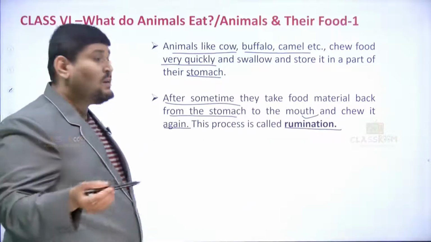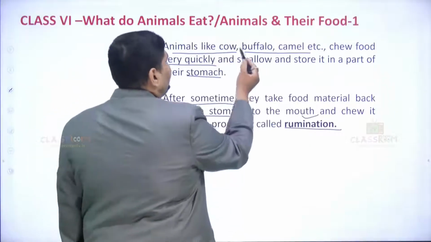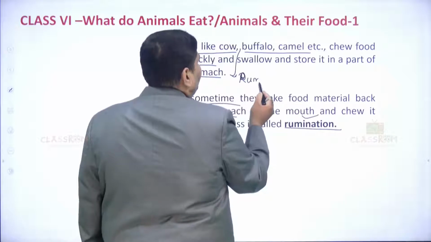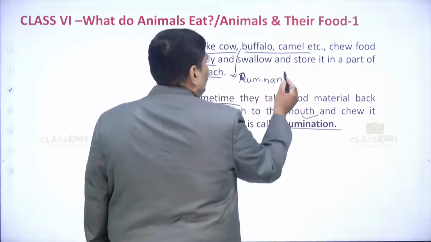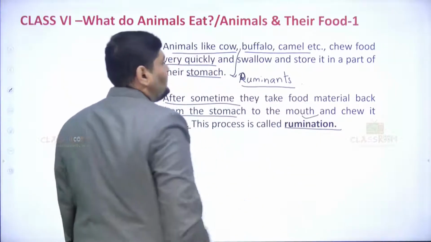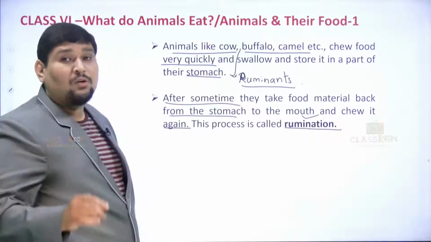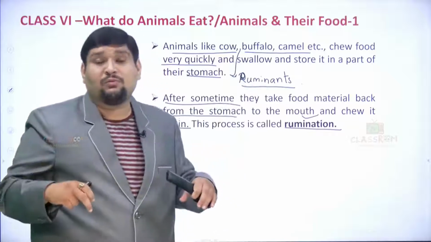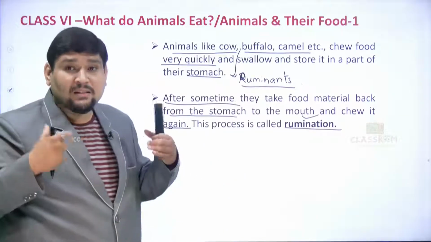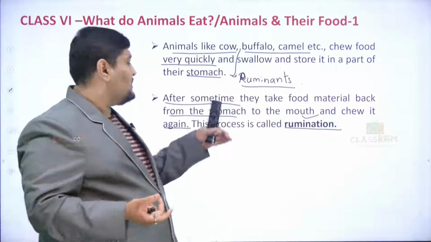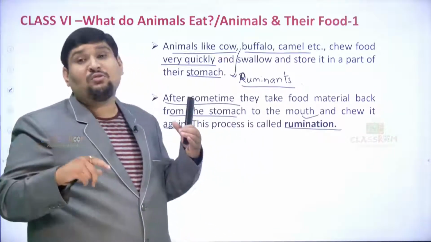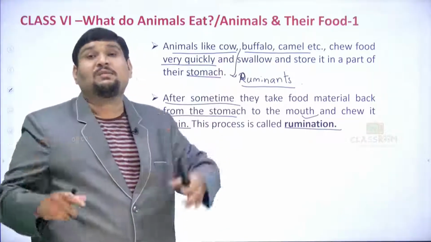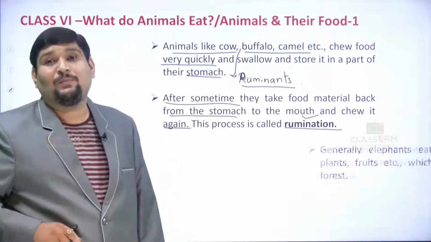You will be learning about this in higher classes, and that's the reason animals like cow and buffalo are called ruminants also. We call them ruminants because when they get the food, first they directly swallow it instead of chewing it, and then they bring the food back from the stomach and start chewing it slowly. That process is called rumination, and that's the reason cow, buffalo, camel etc. are called ruminants also.